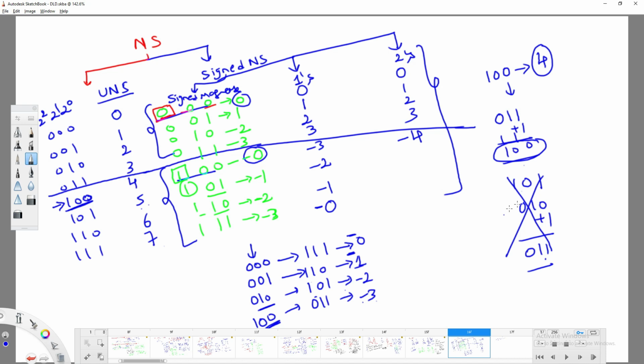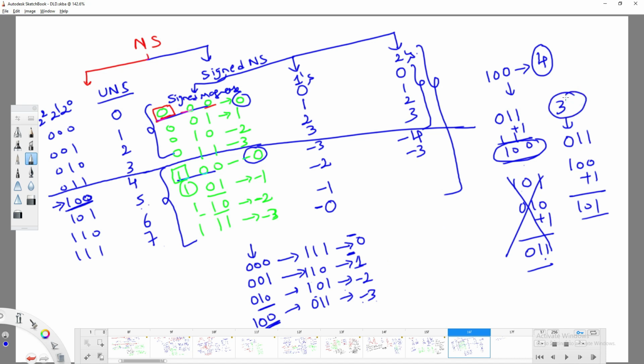So what you have to do now, try to observe. Here 0, 1, 2, 3 are possible values, the positive values. What about the negative values? If you take the number 3, its value is 011. Its 1's complement is 100, and its 2's complement is 101. If I have 101, which means what? Minus 3.